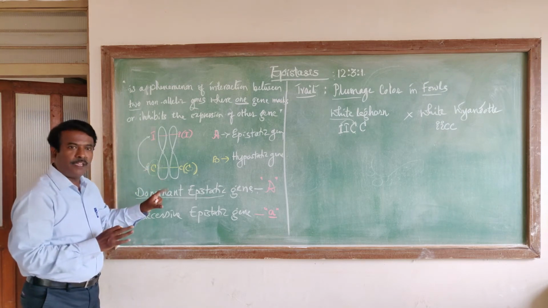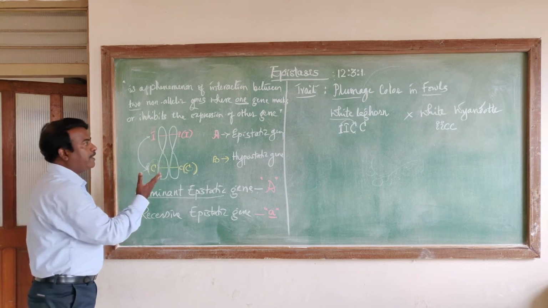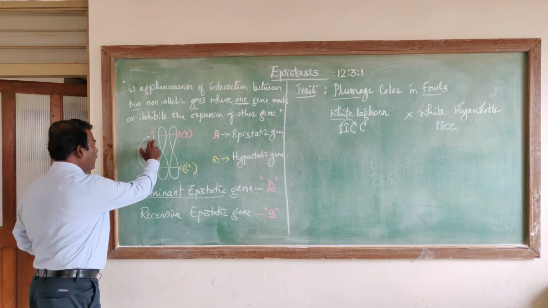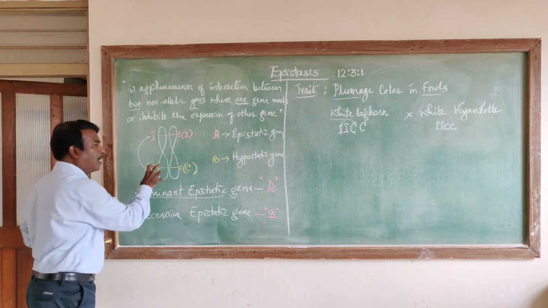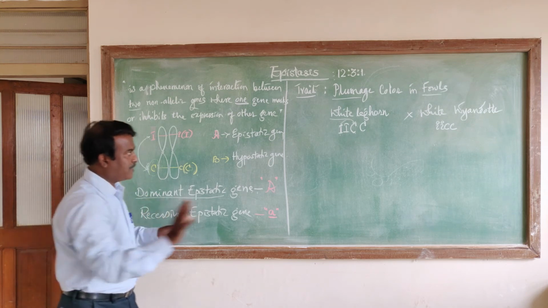How do they behave? Neither do they supplement each other nor do they complement each other. In fact, we can say they are opposite to each other. If capital I tries to dominate capital C, then capital C automatically succumbs and gets suppressed this way.